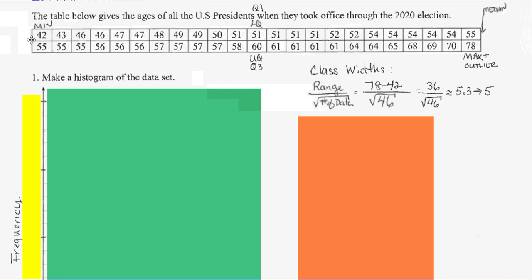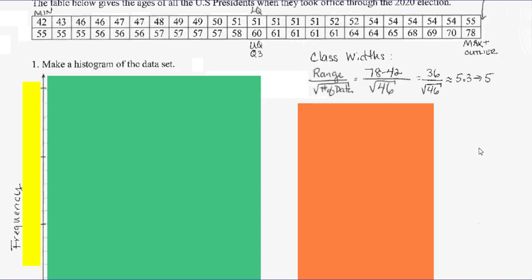I don't need to have blank sections of my graph. What would be a good number to start with when I'm counting the ages? Well, you could start with 42, but if I go with 40, it might be a little bit easier to count my data representation and go from there. So that's what I did. I said my lower bound's going to be 40. I'm going to count by fives. And then I can do the frequencies for each of the bins.